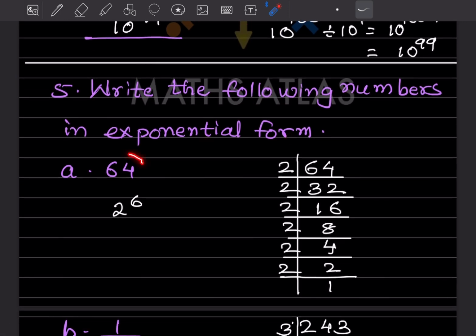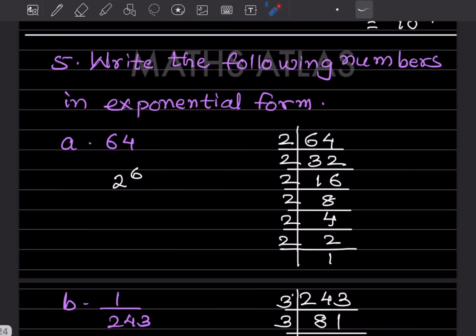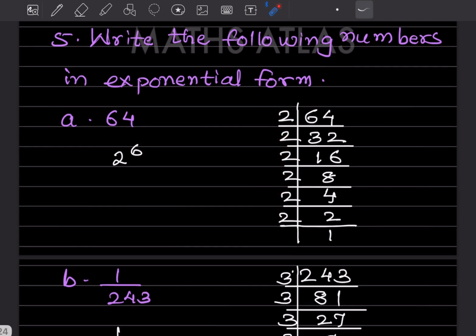Write the following numbers in exponential form. So exponential form is 64. What is the easiest method? One of the easiest methods is to take the factors of it. Always go with the lowest number when you take the factors. So 2 32s are 64, 2 16s are 32, 2 8s are 16, 2 4s are 8, 2 2s are 4, and 2 1s are 2. So how many 2s do we have? 1, 2, 3, 4, 5, 6. So in exponential form, this is 2 raised to 6.